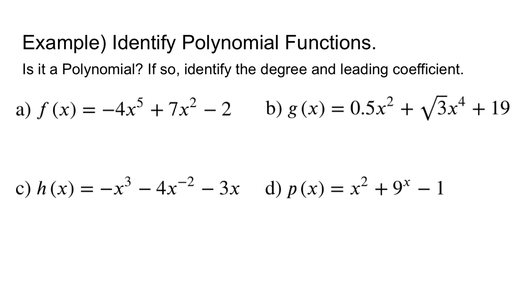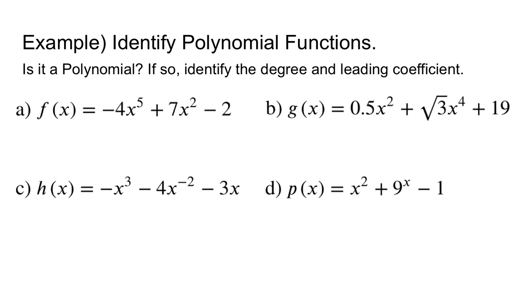Okay, let's take a look at a couple problems and see if we can tell whether these are polynomials or not. So let's look at A. So, are all of the exponents positive integers? Yes, they are. This has an exponent of 5, that's 2. There is an exponent technically of 0 here. So all of the exponents are positive integers. And then we look at the coefficients. Are they all real numbers?